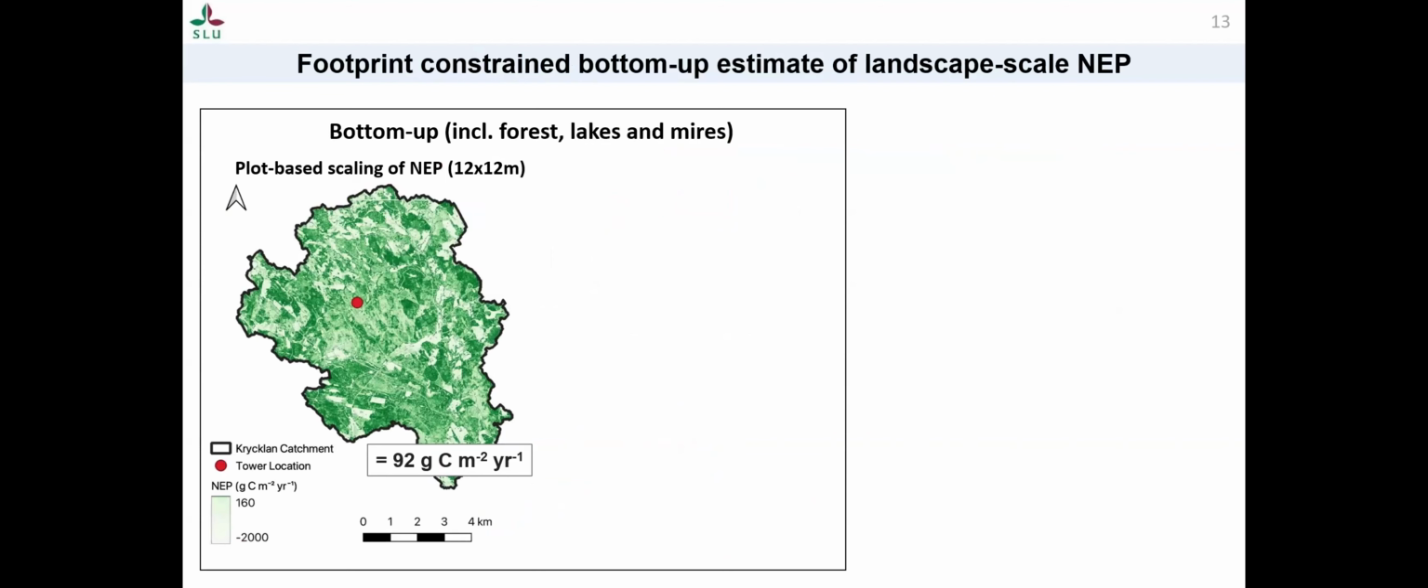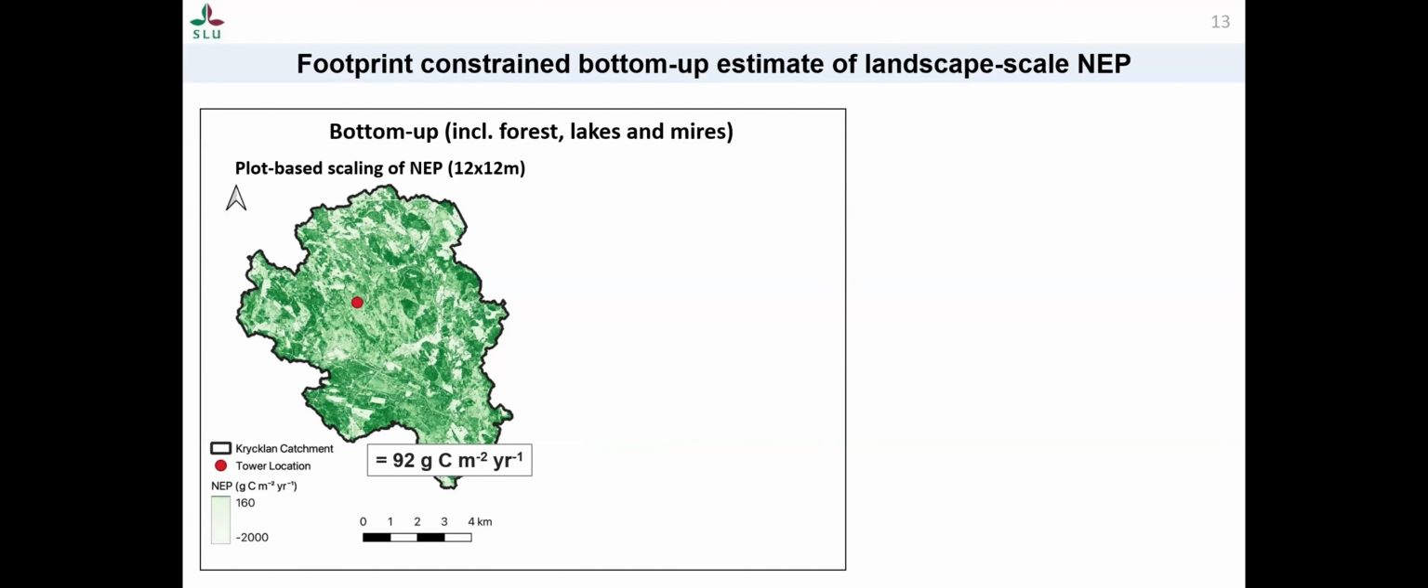In a more recent work, we have now extended, or we have tried to improve this bottom-up estimate at the landscape, because so far we only consider the forested land, which is about 90% of the catchment. But we also have about 10% contribution from lakes and meres. And we included an estimate for their carbon balances as well and added this to the landscape. So now we have this pixel of 12 by 12 meters, suggesting a carbon balance across the landscape.